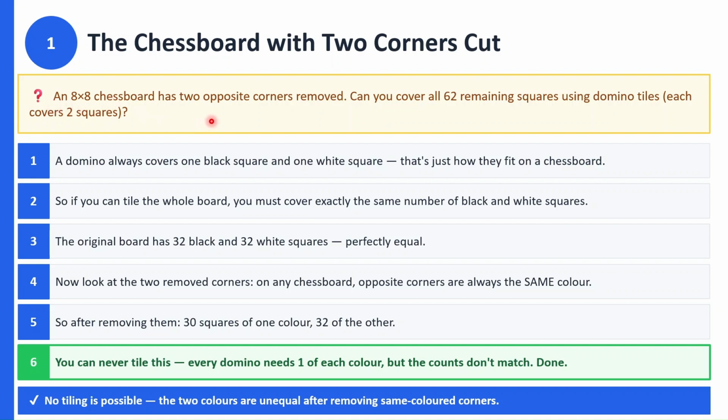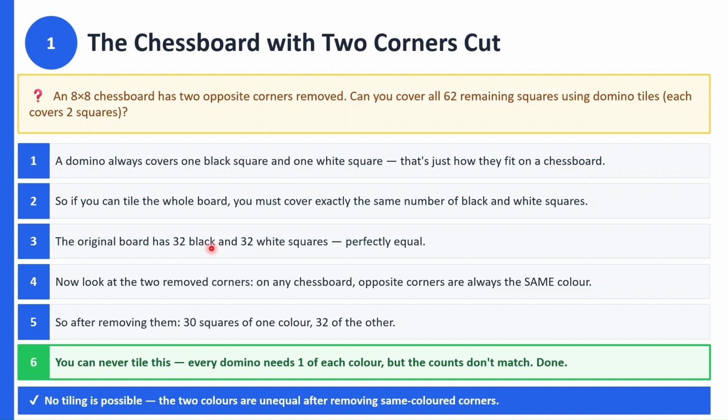An 8 by 8 chessboard has opposite corners removed. Can you cover all 62 remaining squares using domino tiles? Each covers 2 squares. Okay, so now this is a very simple question. They said opposite corners are removed, right? So two white corners are removed, or else two black corners are removed. So we have either two white lost and zero black lost, or else two black lost and zero white lost.